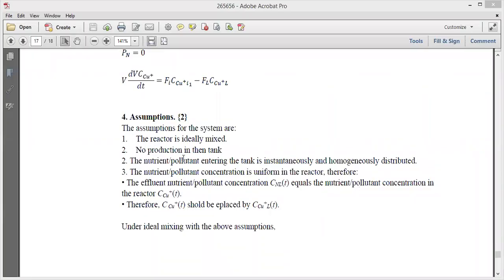Okay, so the assumptions, I think we ended here. Some of the assumptions are pretty clear. Reactor ideally mixed, no production in the tank. Nutrient entering the tank is instantaneously and homogeneously distributed. The nutrient concentration is uniform in the reactor. Therefore, effluent concentration equals concentration in the reactor. This one also is clear. Therefore, we can replace reactor concentration with outlet concentration. This one also we've discussed. I hope it's clear to everyone.